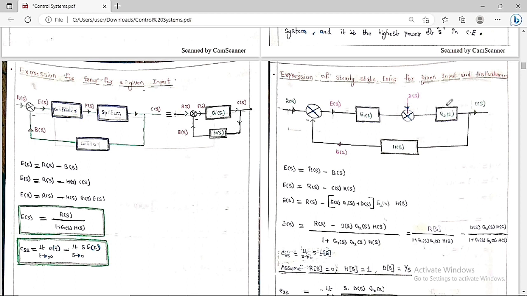Now we need to find the expression of the steady state error for a given input as well as the disturbance. Then what is E of s? So what is the block diagram? Here R of s is the input and D of s is the disturbance in the Laplace domain.